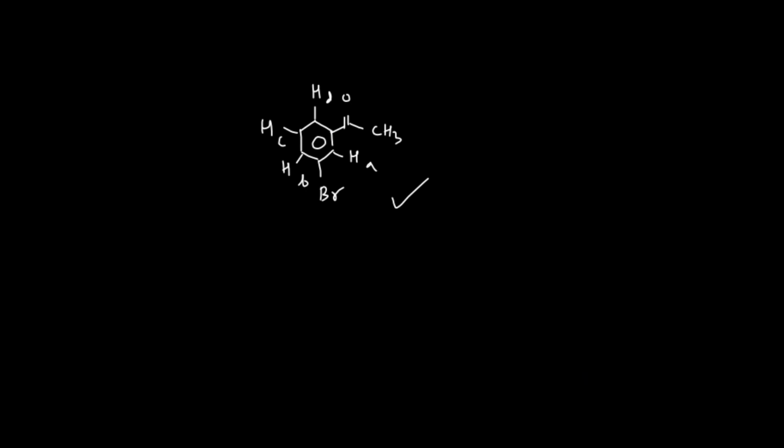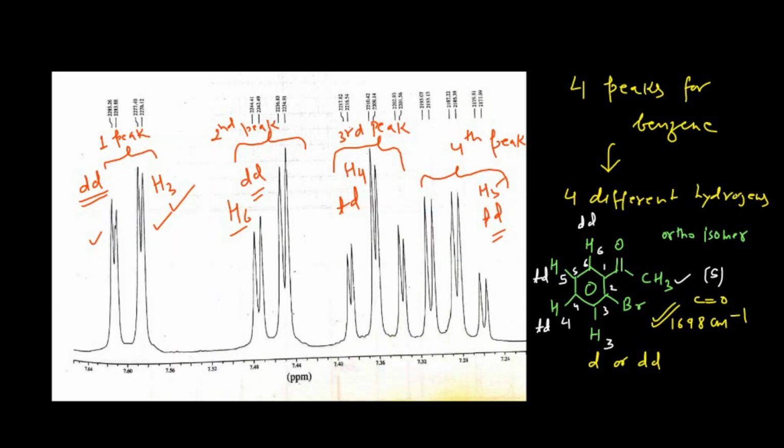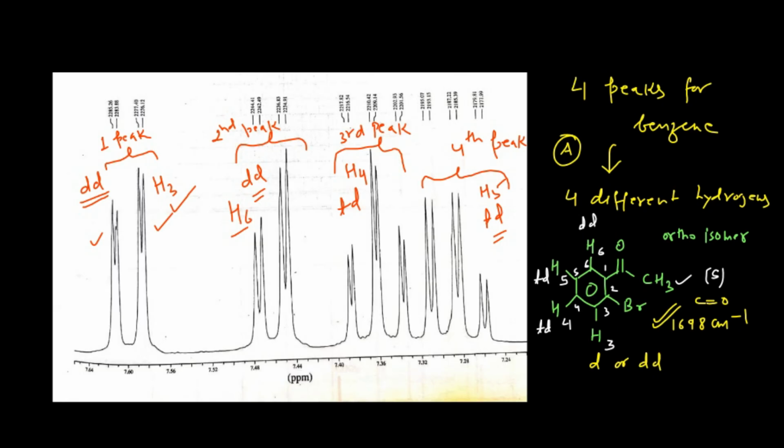While in the case of the meta isomer, this carbonyl group will remain in the plane of the benzene ring. So there is a very smooth, extended conjugation between this carbonyl and the benzene ring, and this value will not be very high like in the earlier case of the ortho isomer, 1698. It will be somewhere around 1988 centimeter inverse. That's why I am saying that this particular compound A, the isomer A, is basically this particular compound, which is ortho-bromoacetophenone. This thing is very important for you.